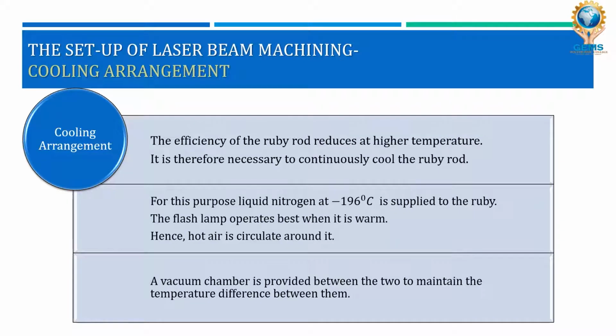A vacuum chamber is provided between the two to maintain the temperature difference between them. In order to maintain the cool and the warm temperature, we are providing a vacuum space or vacuum chamber between the two. Between the two means between the ruby rod and the flash lamp.